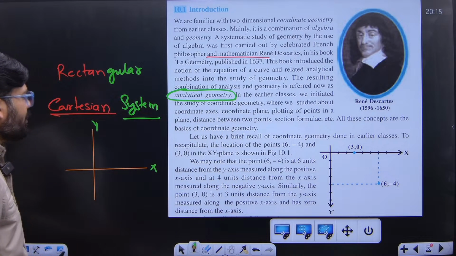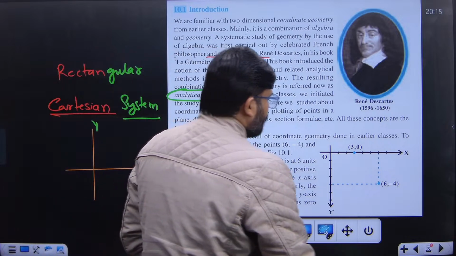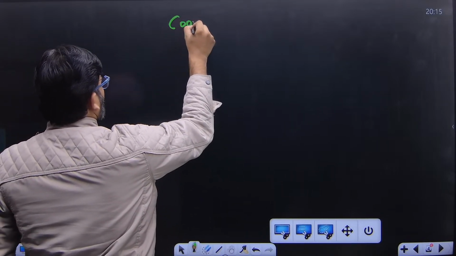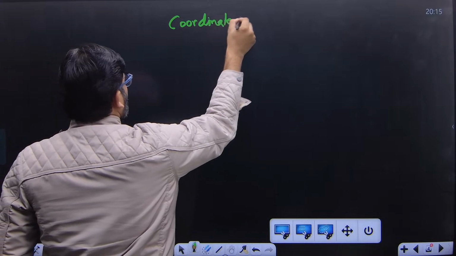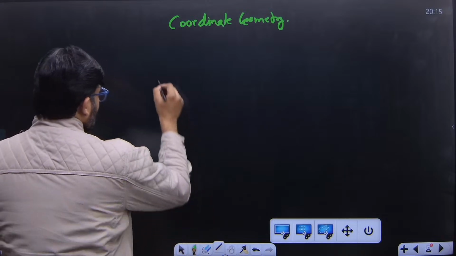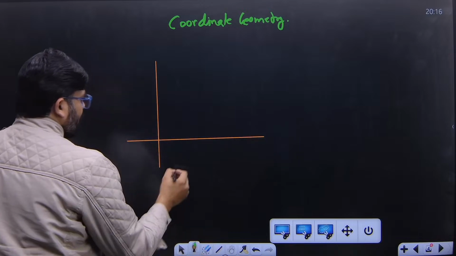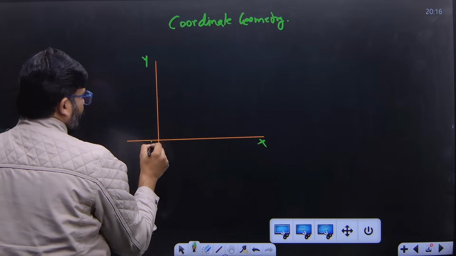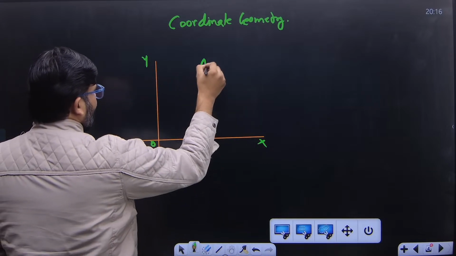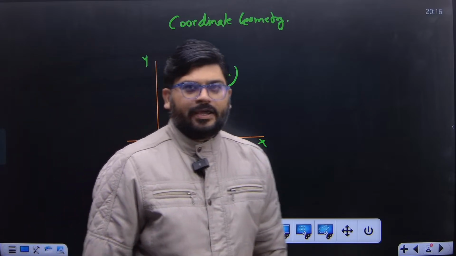In the earlier classes we initiated the study of coordinate geometry. So first of all I would like to make you understand coordinate geometry. Are you aware of coordinate geometry? Yes, sir. Okay. In coordinate geometry you have to learn three things. One is the distance of any point from the origin. Let us say this is the x-axis, this is the y-axis, this is the origin, and there is a point on this xy plane.